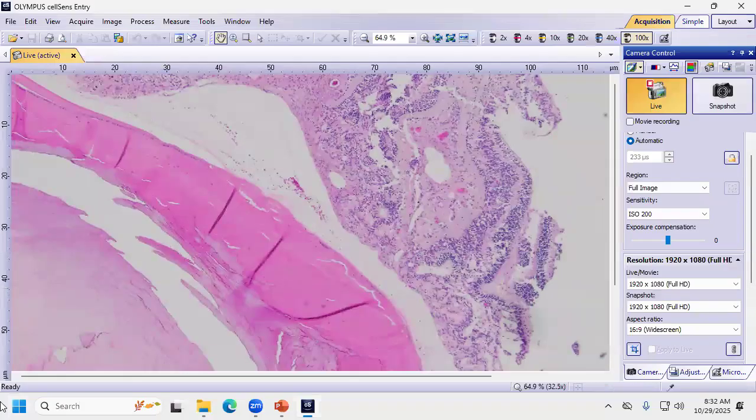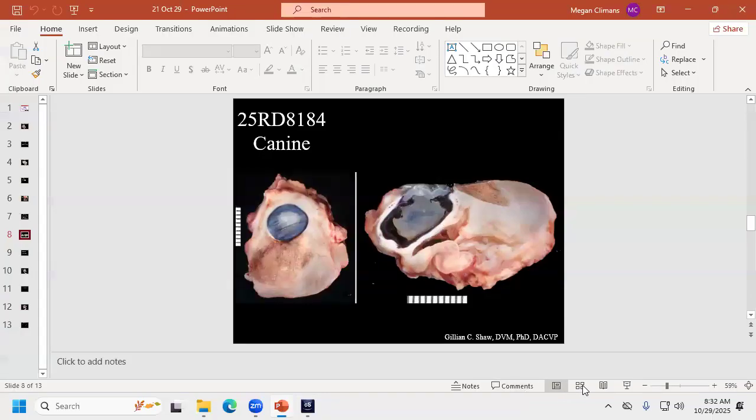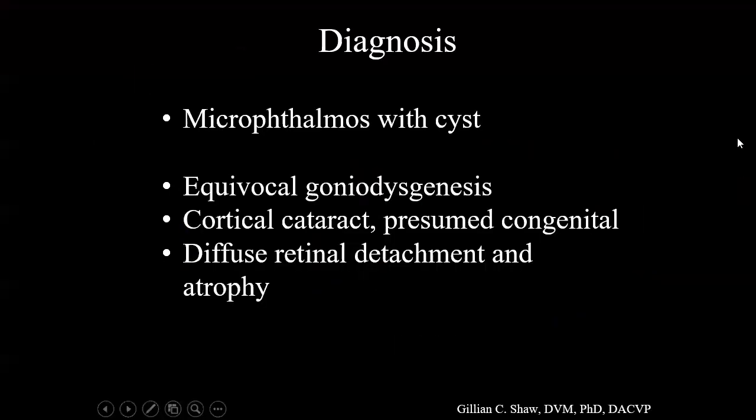All right, so without further ado, the biggest, most important diagnosis here is microphthalmos with cyst. Equivocal, I said goniodysgenesis, or ASD, anterior segment dysgenesis, cortical cataract, which I presumed was congenital, and then diffuse retinal detachment and atrophy, plus or minus dysplasia. Cool. Any questions?